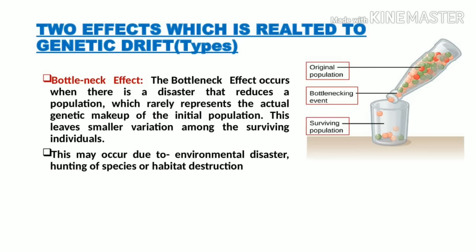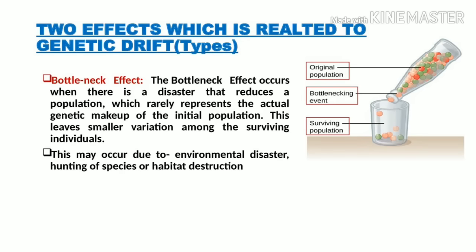In the last line it has been mentioned that this event leaves smaller variation among the surviving individuals. What does that mean? So if you consider this bottle as an environment and the different color balls are representing different types of species in that environment, okay. So initially there are a total of 3 types of organism, that is the red, orange and green. But the surviving population is only representing the orange and the green ball, or the orange or the green individual.